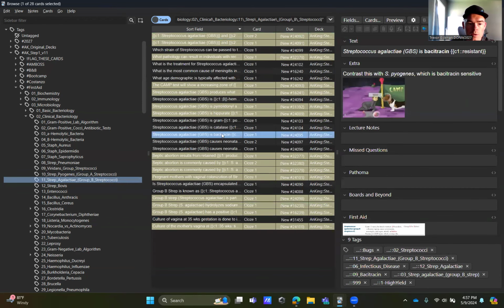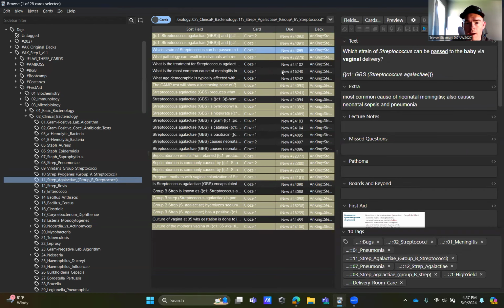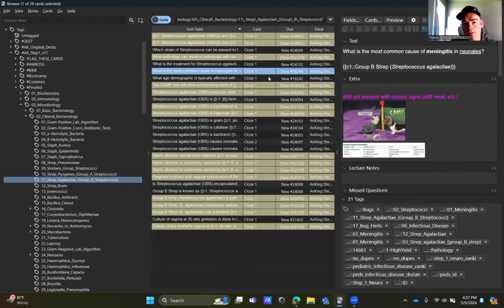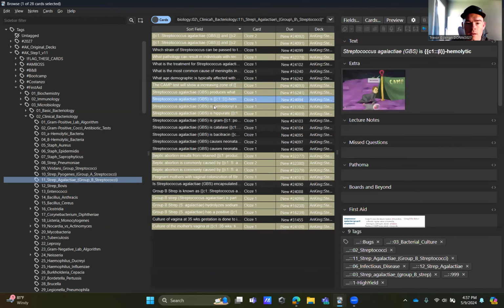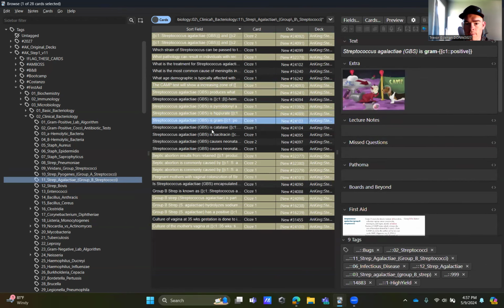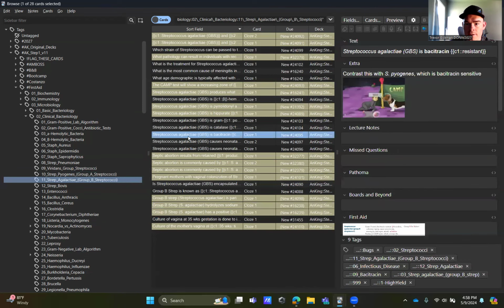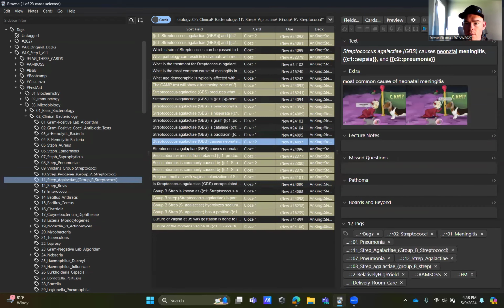Then we're going to go to Strep agalactiae, group B strep. You're going to grab number 3, 5, 6, 7, skip 8, 9, grab number 10, skip 11 and 12, and then you want to grab this chunk of 5 cards here. So talking about gram-positive, catalase negative, bacitracin resistant, causes meningitis, sepsis, and pneumonia.